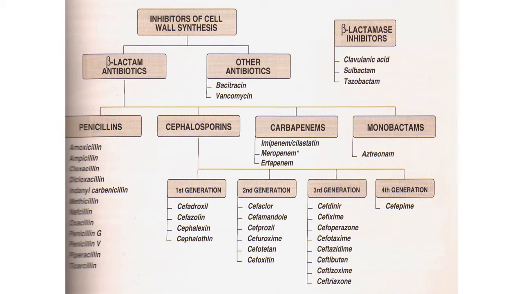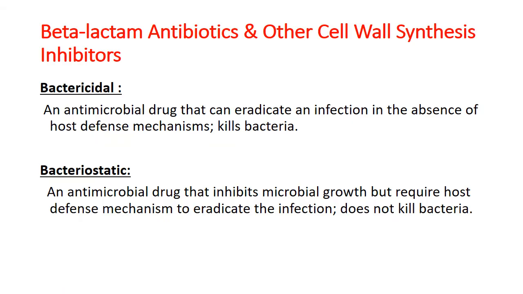There is another group in this category, which is beta-lactamase inhibitors. We have clavulanic acid, sulbactam, and tazobactam. This group is not antibiotic on its own, but it helps other antibiotics by inhibiting the beta-lactamase enzymes, which destroy the beta-lactam group and finish the work of the antibiotic. So it potentiates the action of the antibiotic. Okay. Beta-lactam antibiotics and other cell wall synthesis inhibitors.